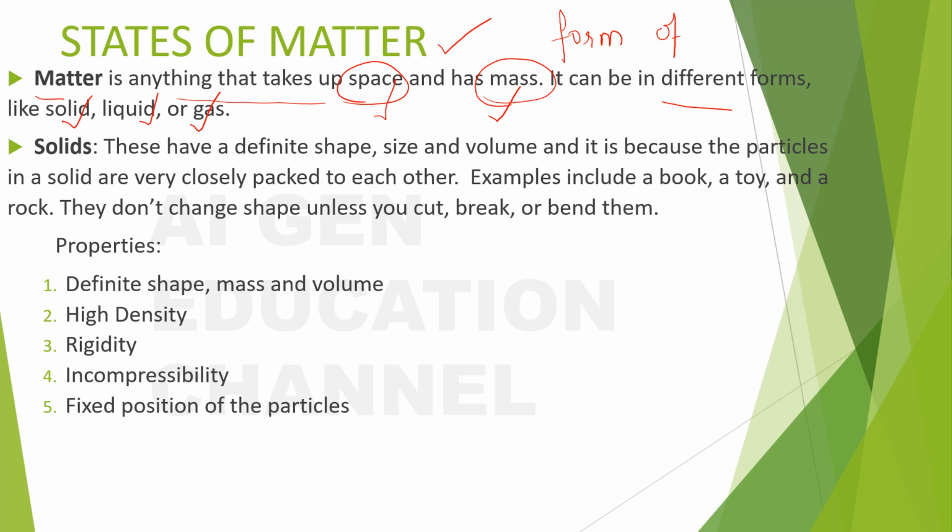So now we will get into the details of solids, liquids and gases. Firstly, I want to talk about solids. These have definite shape, size and volume. So they have definite shape. When you take a cube, it will definitely have this shape, right? And how about the size? Its size will be almost the same, and the volume it is occupying will also be the same.